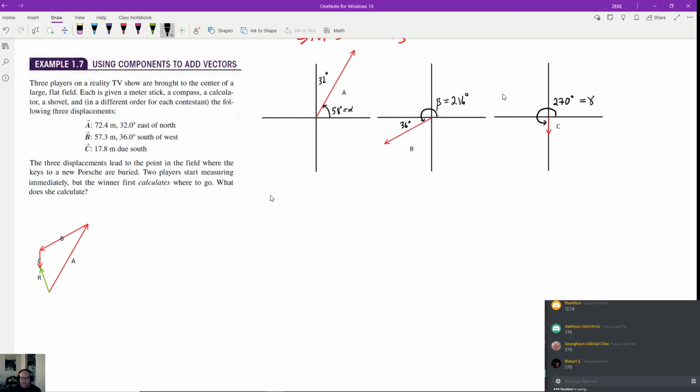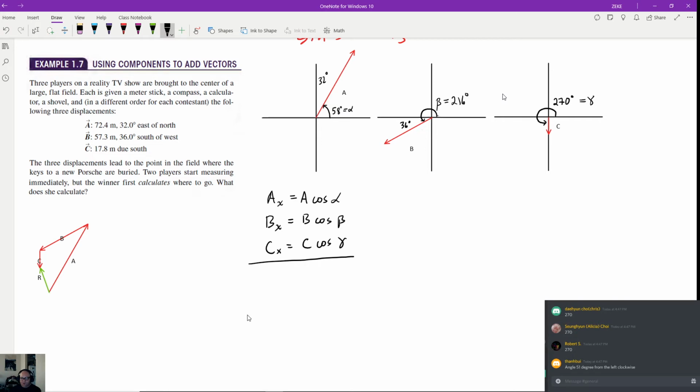We can say that the vector a sub x, which would be the x component of a, is gotten by taking the vector a and multiplying by the cosine of alpha. For b sub x, the x component of b, I just take the vector b and I multiply by the cosine of beta. And for vector c, I take vector c and I multiply by the cosine of gamma. And then if I add these all together, it'll give me the x component of my resultant, right?